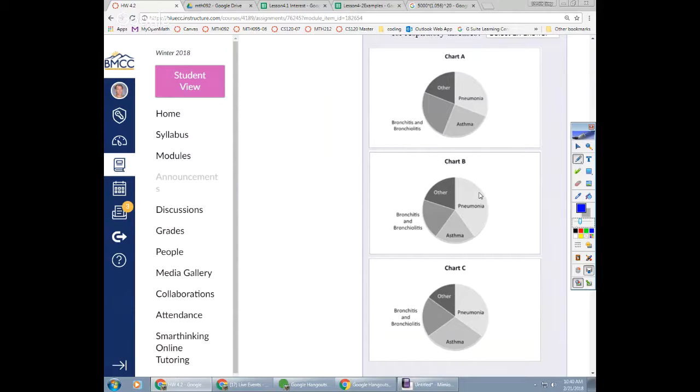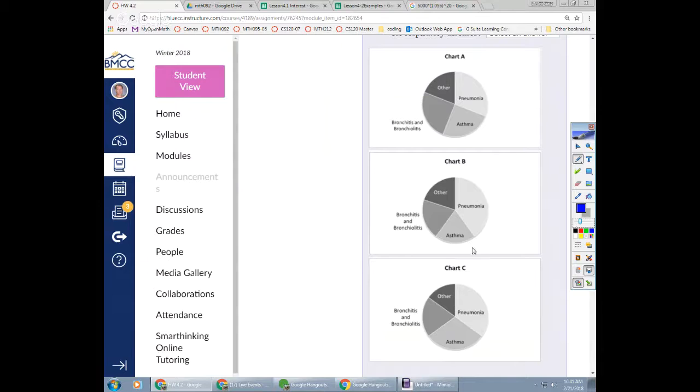Pneumonia is bigger than everything, and other is smaller than everything. A, pneumonia is bigger than everything. Other is a little smaller. And it looks like bronchitis and asthma take up exactly half of the graph there. Yeah, I like that, Aaron. Okay, so I'm leaning toward A.